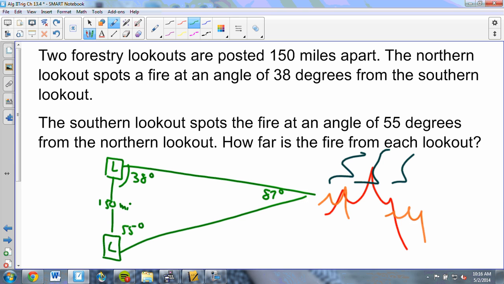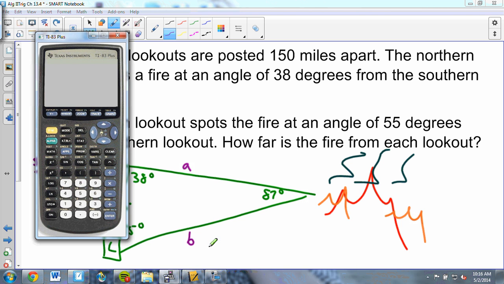I'm going to find, we'll call this A, and we'll call this B. I want to find those two distances. How can I find A? You do sine 38 over B and then sine 87 over 150. I'll find the B this way. Great. Cross multiply and divide. Sine 38 times 150 divided by the sine of 87 equals B.